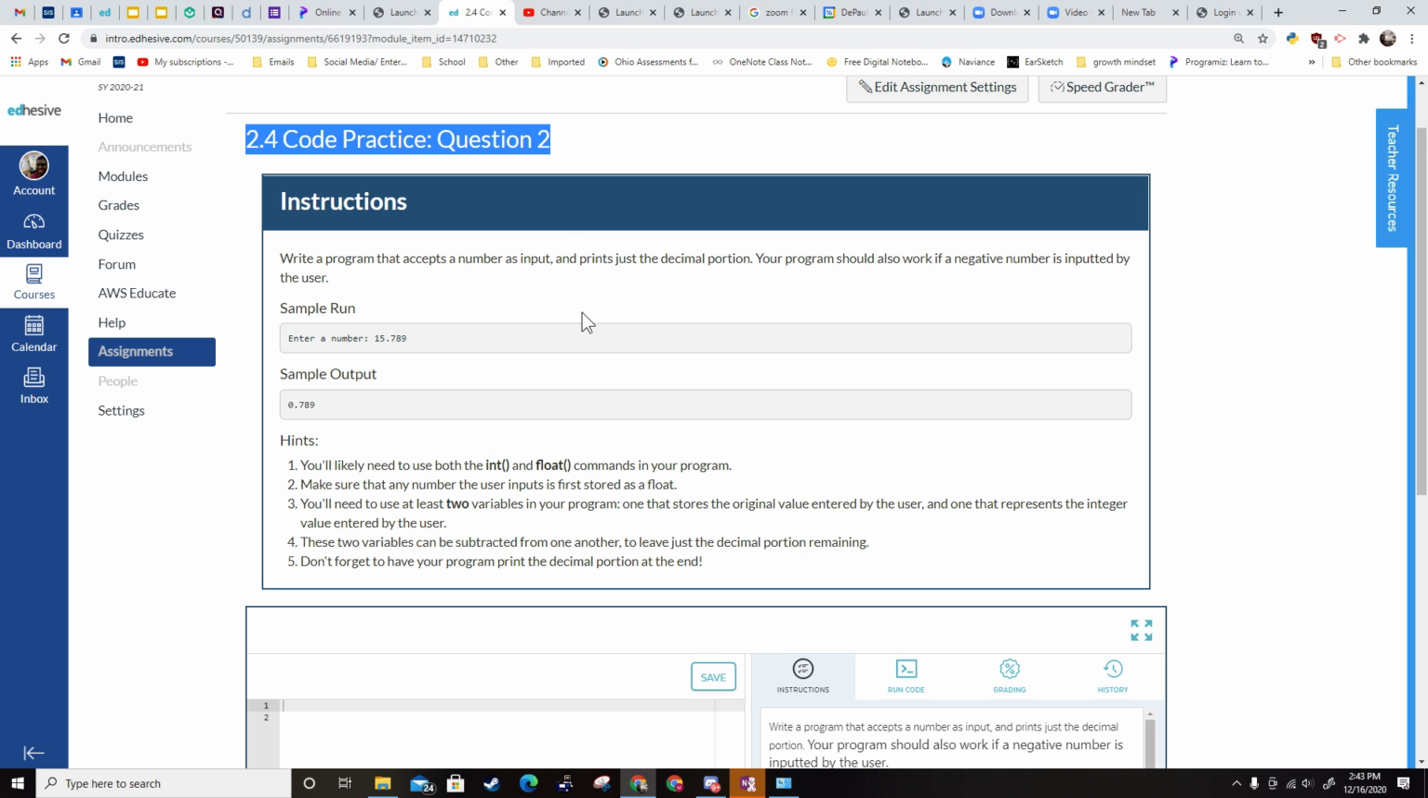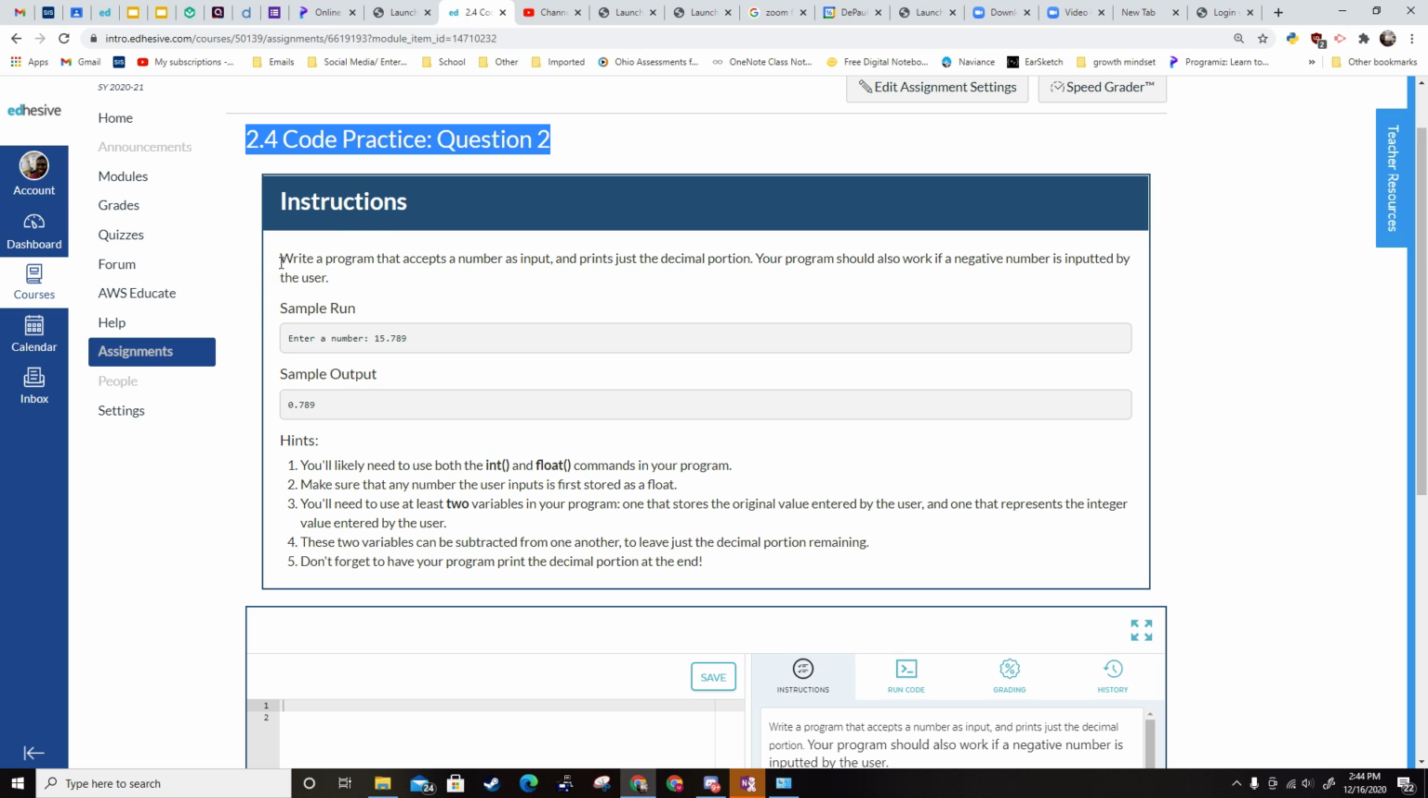So, here's what's happening with this. You need to write a program that accepts a number as an input and prints just the decimal portion of that number. Your program should work if a negative number is inputted by the user.